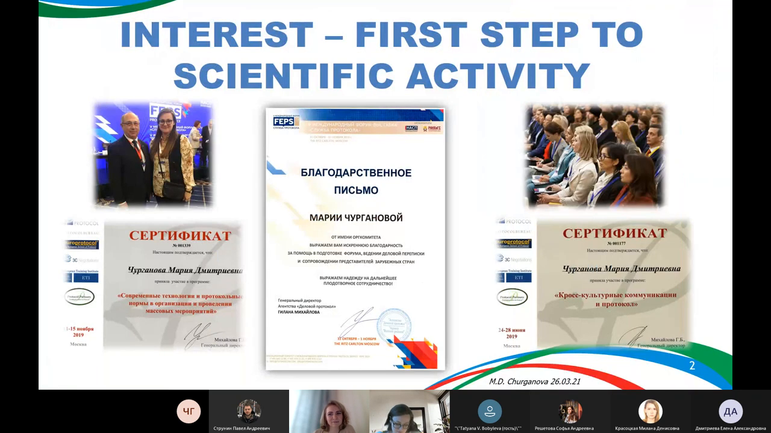I'd like to start with a small lyrical digression. I was really interested in this protocol sphere since my bachelor degree, and that's why I started to work as a volunteer at various exhibitions and forums. There I met protocol officers from various countries such as the Netherlands, the USA, England, and so on. I learned more about their duties and wanted to learn more about their competences. Talking to them, I found out that intercultural communicative competence is really present in their sphere.